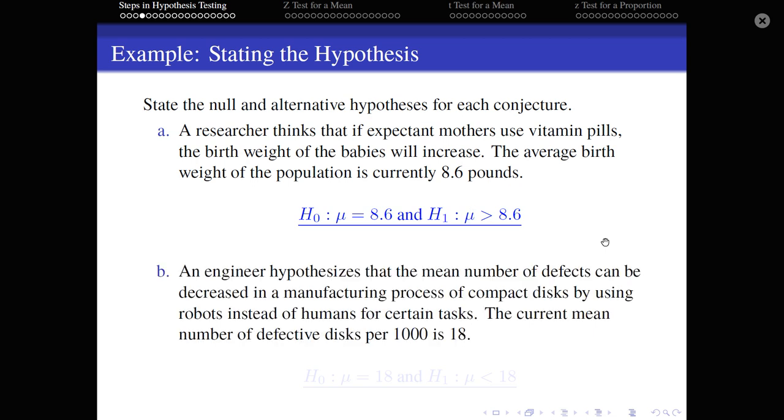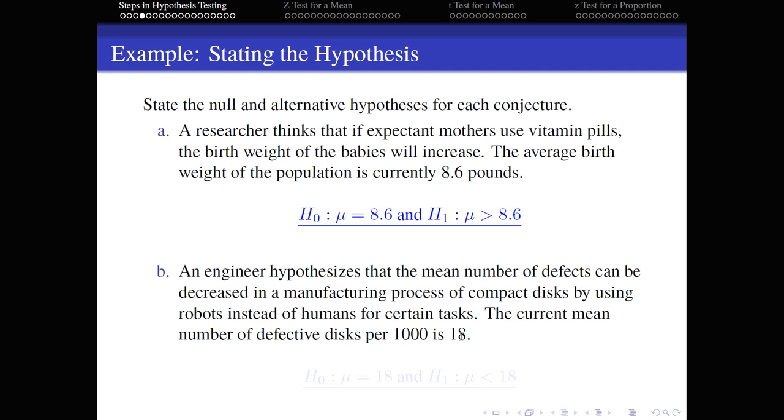All right, let's try another one. An engineer hypothesizes that the mean number of defects in compact discs is decreased if we use robots instead of humans. So currently my mean number of defects is 18. So go on and pause it and write your null and alternative.